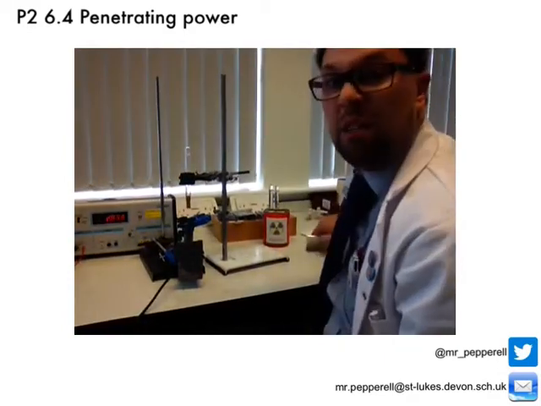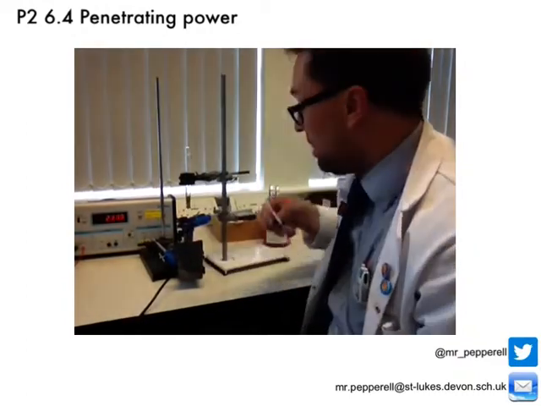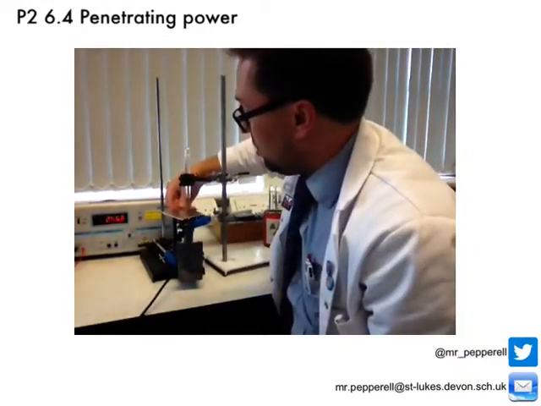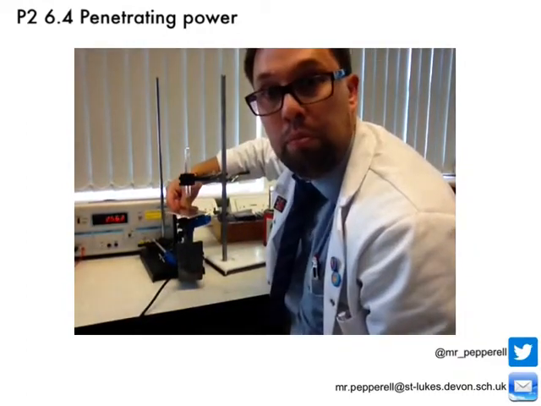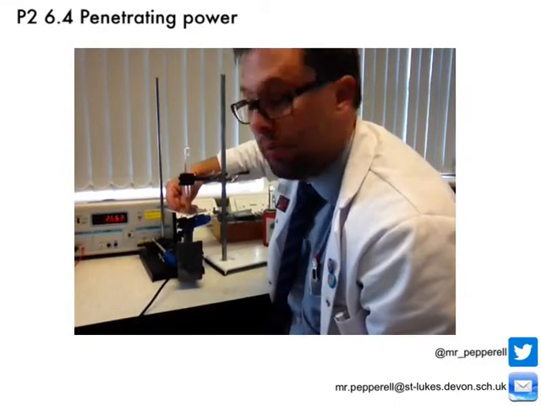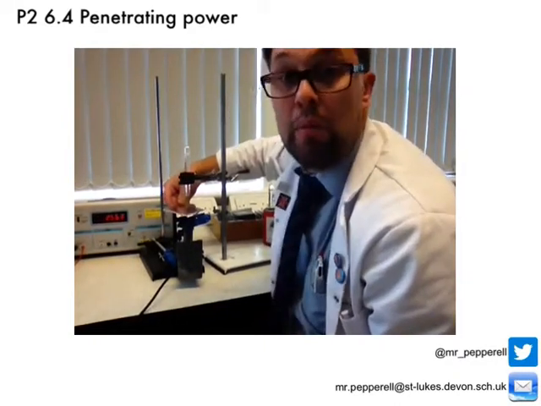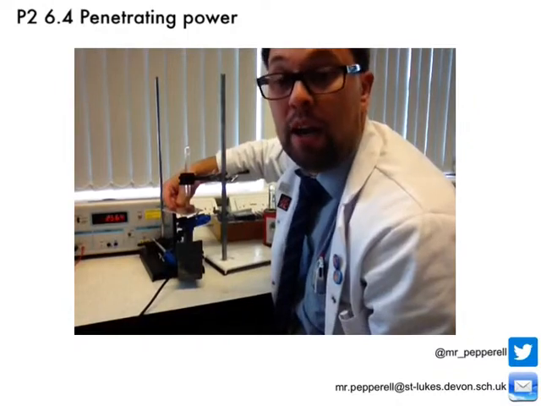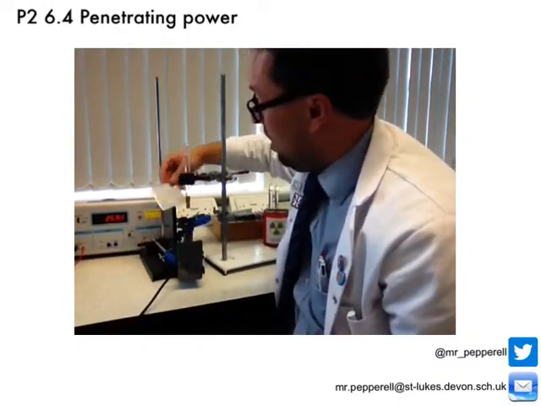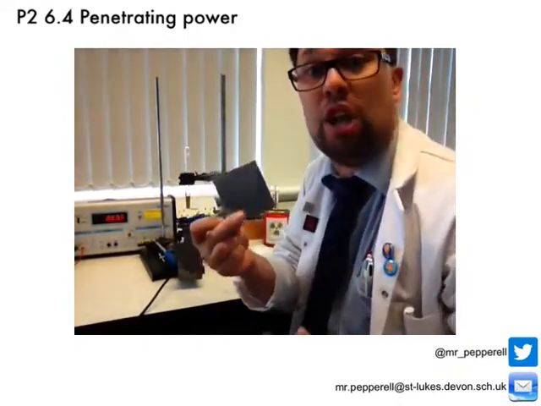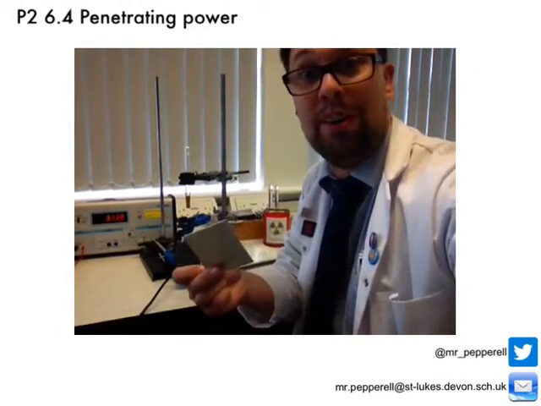But if we just get a little thin piece of aluminium like this, and I stick the piece of aluminium between the two, boom, stops straight away. Okay, so beta penetrates through about 30 centimetres of air, penetrates through paper, but a piece of aluminium like that is enough to stop a beta particle.